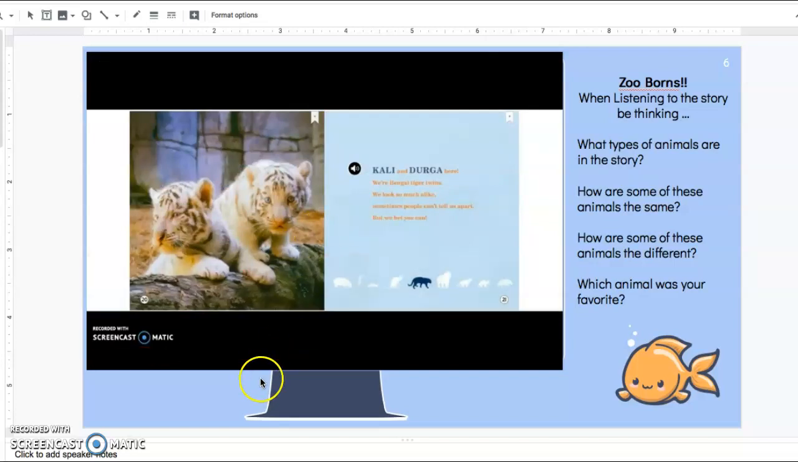Kali and Durga here. We're Bengal tiger twins. We look so much alike, sometimes people can't tell us apart. We bet you can.